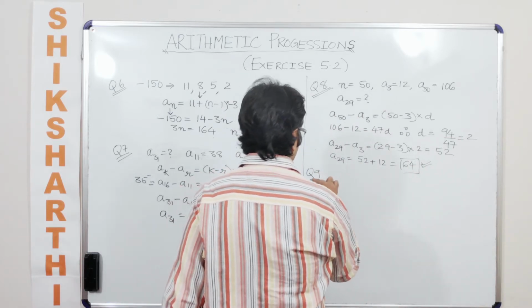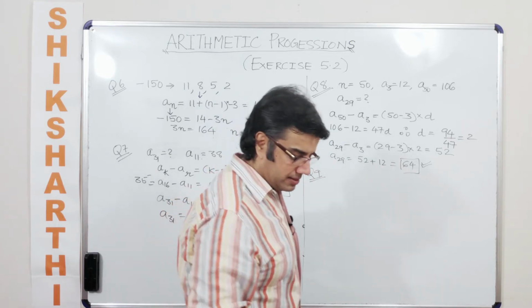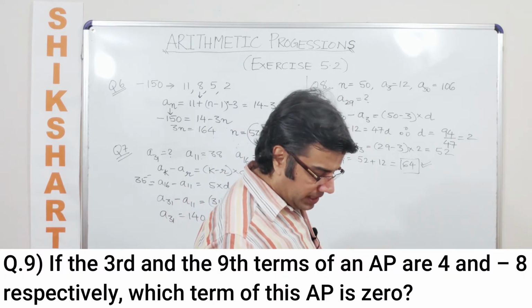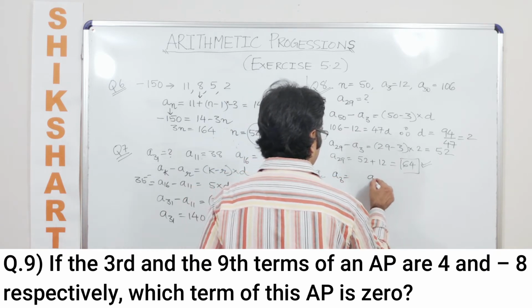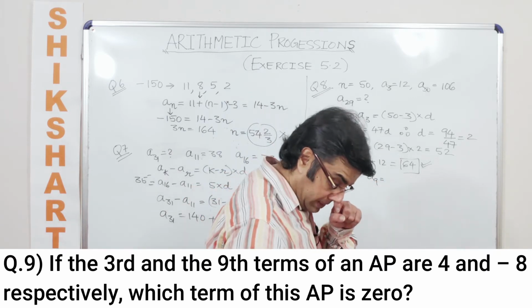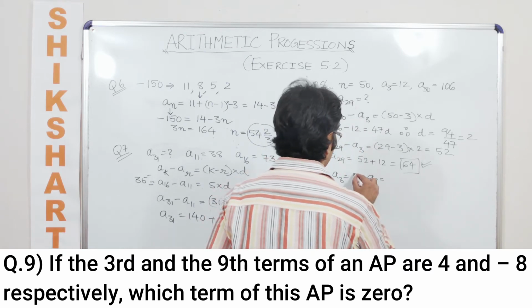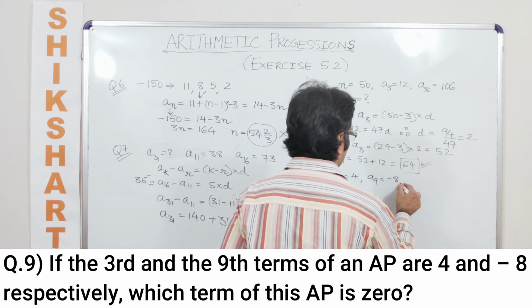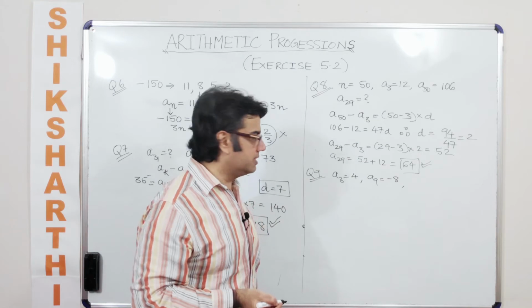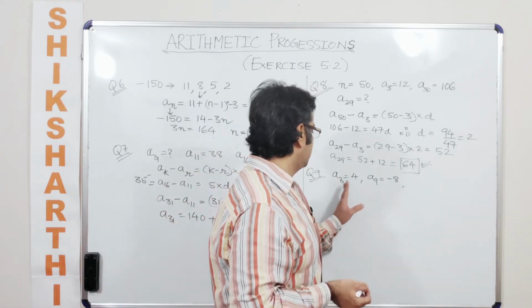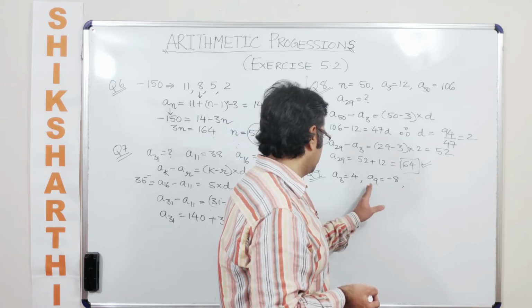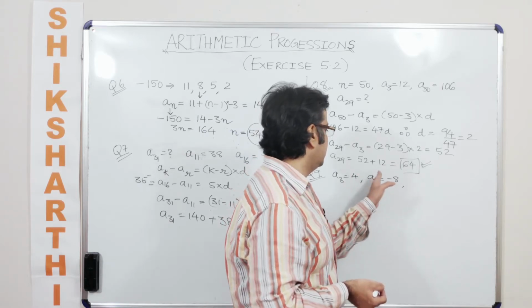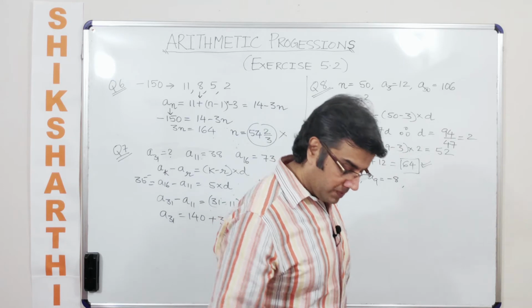Talking about question number 9. Now question number 9 basically asks you to do what? The third and the ninth term are given to you as 4 and minus 8 respectively. That means this is a decreasing arithmetic series, because the preceding terms, the terms which come before this term, are greater than the terms which are coming thereafter.